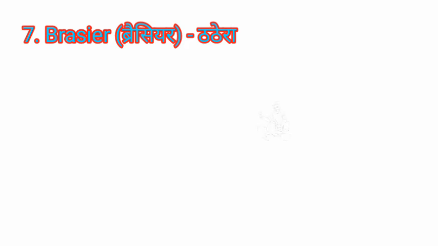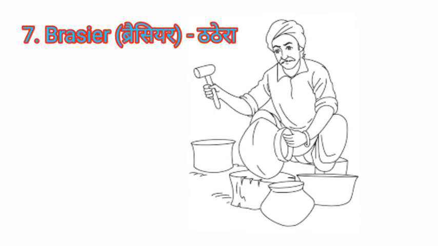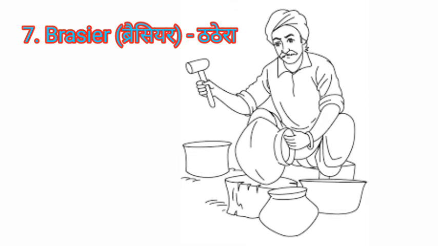Number 7. Brazier. Brazier means tathera.